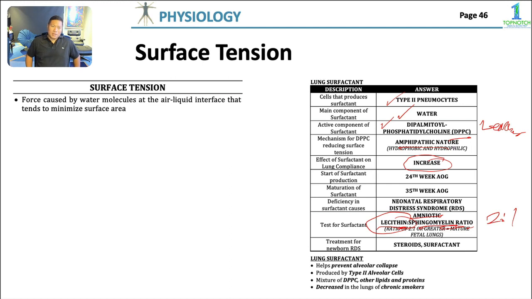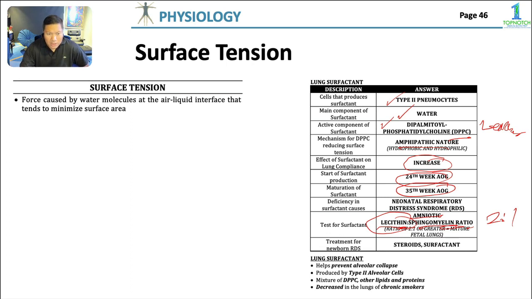The start of surfactant production is controversial. Some books will say 24, others 25, others 26 or 28. Let's choose 24. Maturation of surfactant is also controversial. Some references will say 32, 33, 35, 36. Let's choose the 35th week AOG.